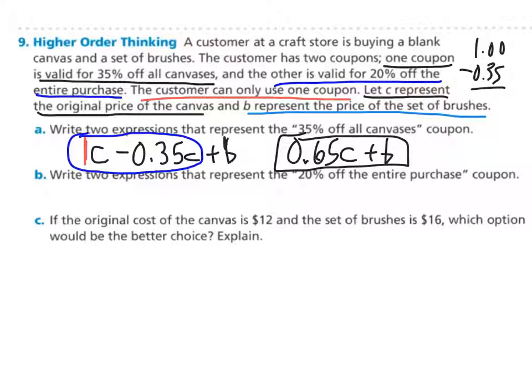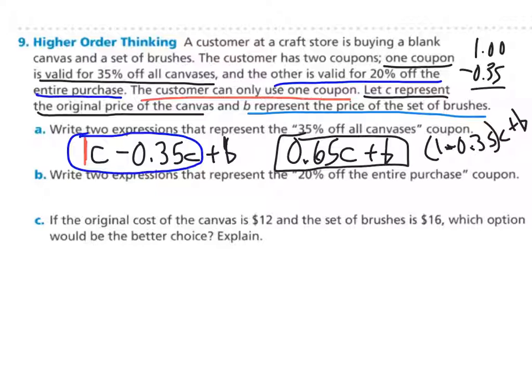A similar option to start out with would be, if you know you're going to be doing 1 minus 35 hundredths, and then whatever that is times the C, and then plus B. That'll come out to be the same thing.